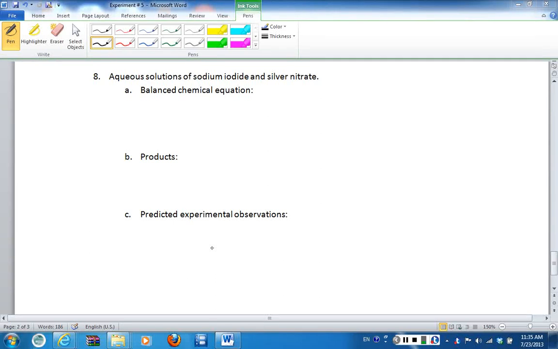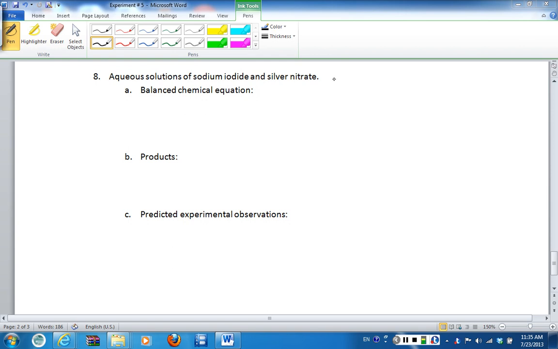Okay, so for the last problem in the Experiment 5 pre-lab questions, we are looking at aqueous solutions of sodium iodide and silver nitrate. So we need to generate a balanced chemical equation and predict some products and some experimental observations. So, in terms of our starting materials, we have sodium iodide and we have silver nitrate.